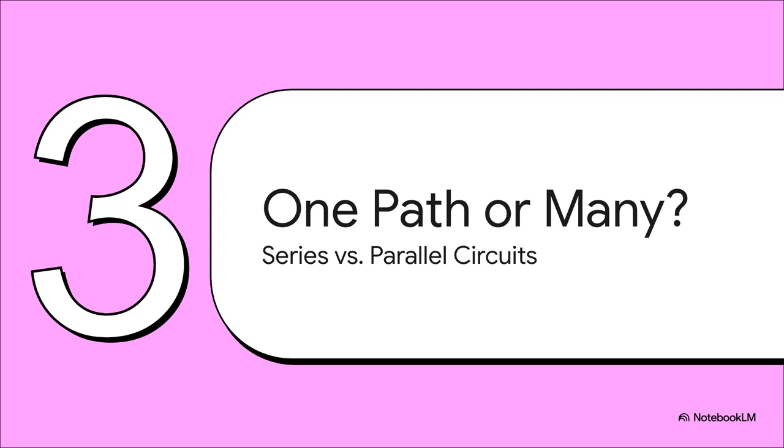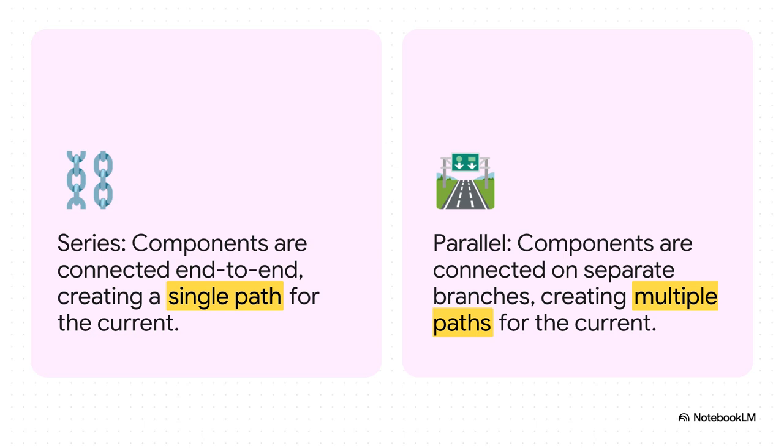Okay, now that we understand the basic rule book, let's see how we can actually arrange things in a circuit. Because it turns out the way you wire stuff together completely changes how our electric trio acts. You can give the current just one path to follow, or you can give it a bunch of different options. The two main ways to build a circuit are called series and parallel.